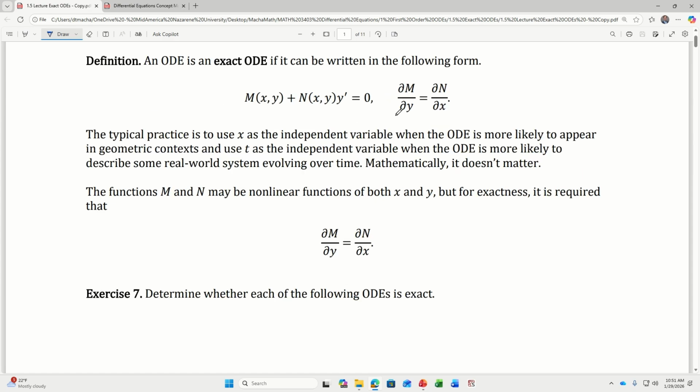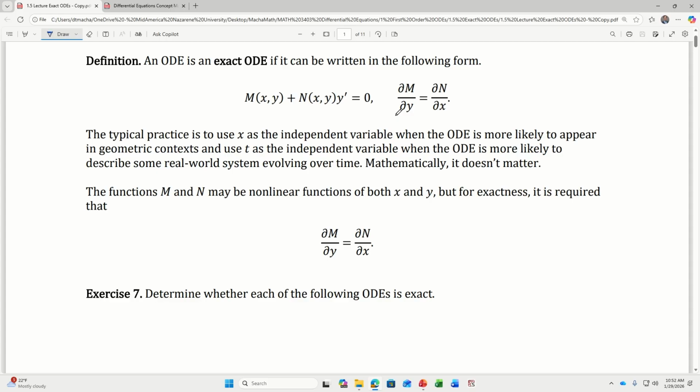So an exact ODE is one that can be written in this form, where capital M and capital N are functions of both x and y. That's your independent variable and your dependent variable. I know I've been using t most of the time as the independent variable.